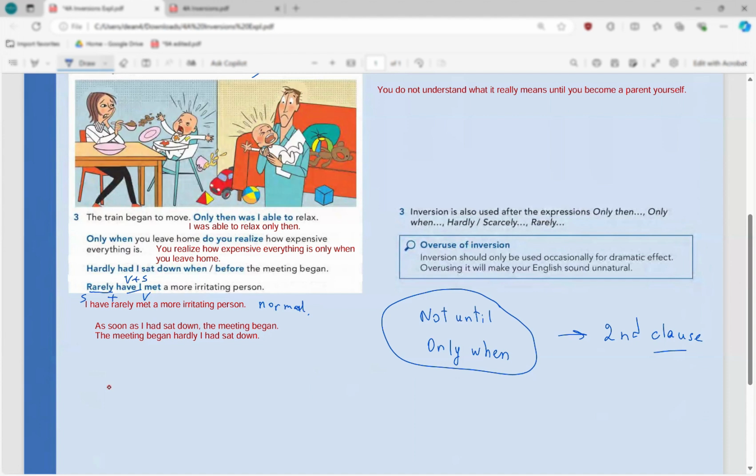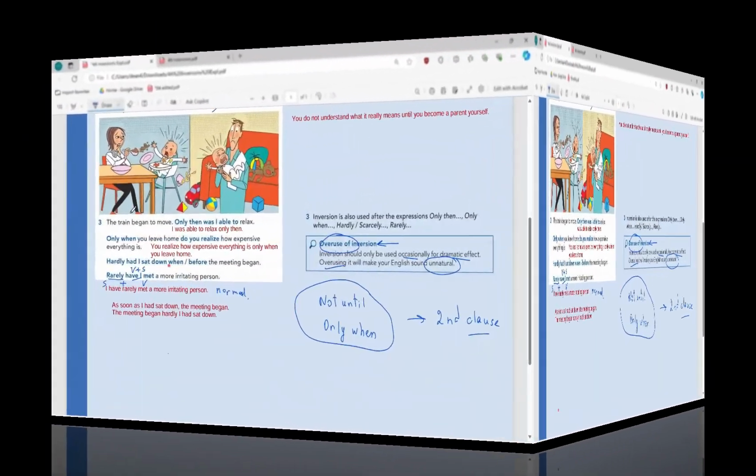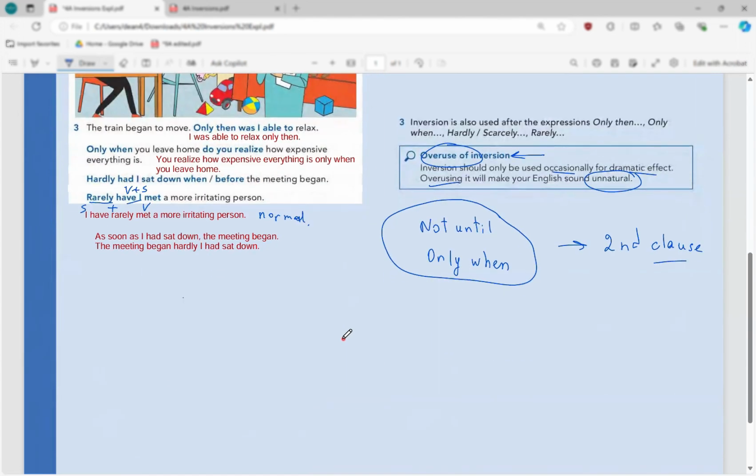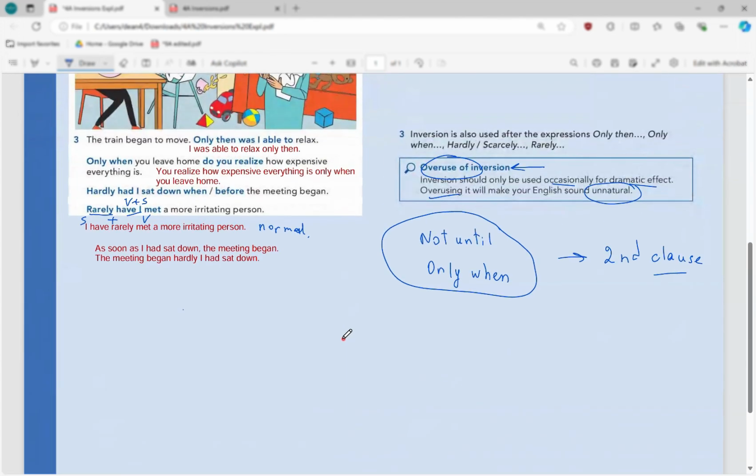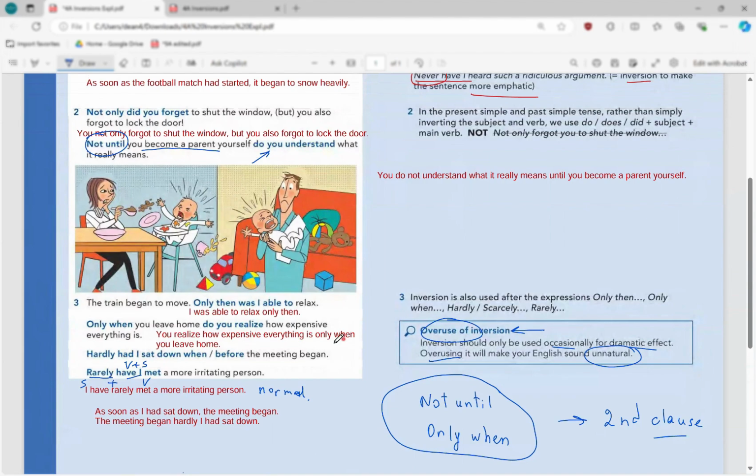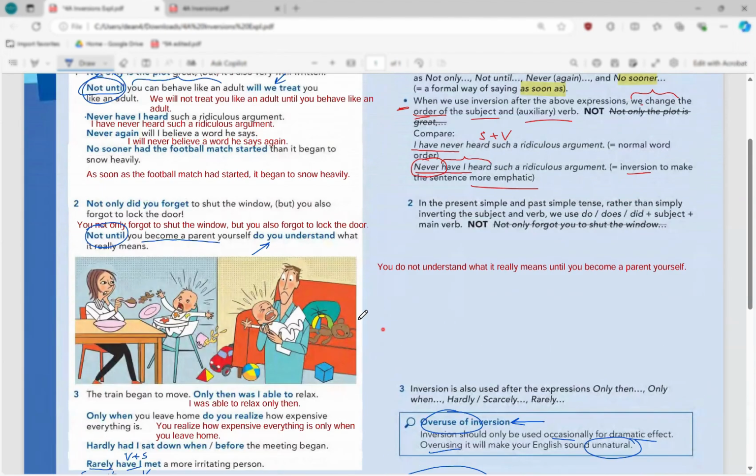We're inverting it. Overusing inversion is no good. As you can see, overuse of inversion. Inversion should only be used occasionally, from time to time, for dramatic effect. But if you overuse it, then you make the English sound unnatural. Not very good. It gets boring, right? That's it. So in this way, we have covered the explanation part. Now we're going to move to the exercise part, guys.